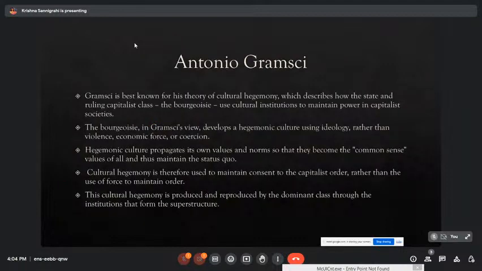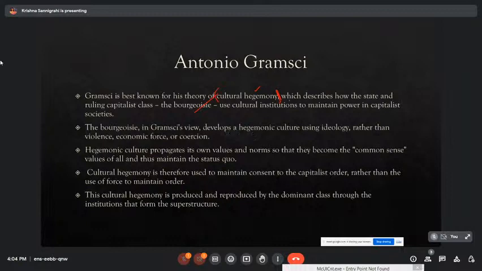Then we are discussing Antonio Gramsci. Gramsci is best known for his theory of cultural hegemony. So this term is important. What is it? Cultural hegemony. What do we mean by that? It describes how the state and the ruling capitalist class, the bourgeois, use cultural institutions to maintain power in capitalist societies.